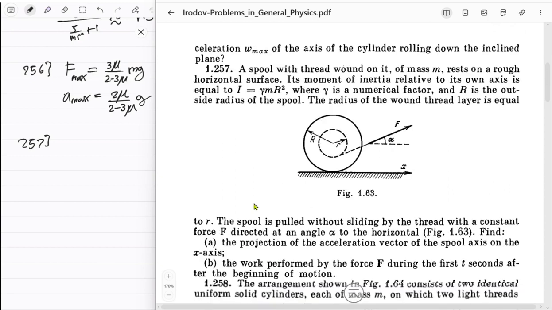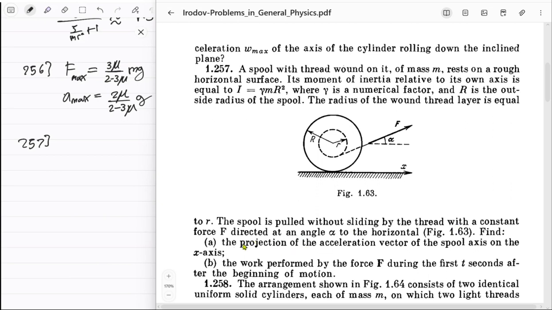Okay. The spool is pulled without sliding. So this is fine. Without sliding by the thread with a constant force F directed at an angle alpha to the horizontal. Without sliding, okay. So this is a rough surface or something? Rough horizontal surface. Cool.